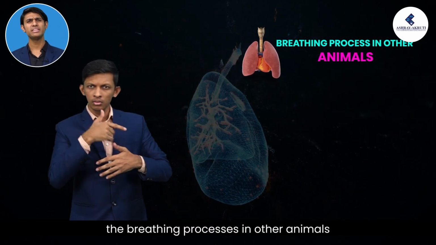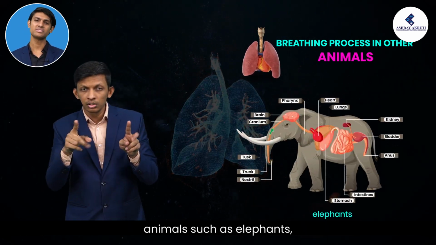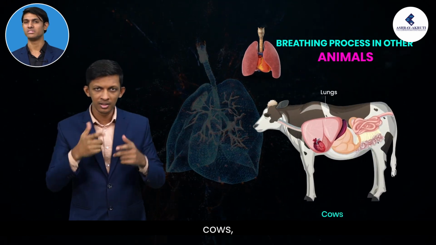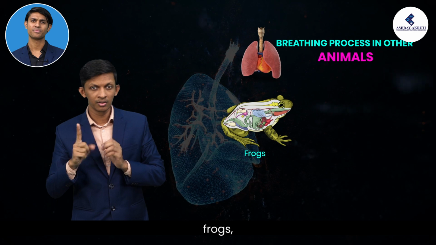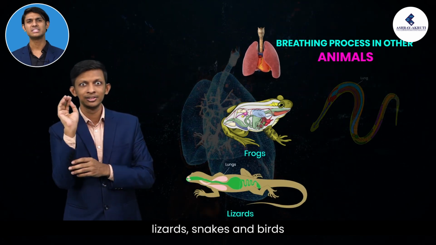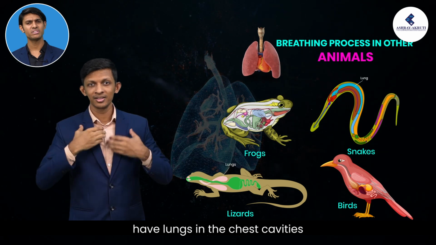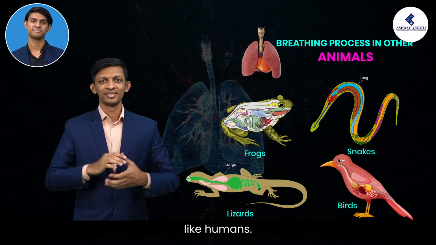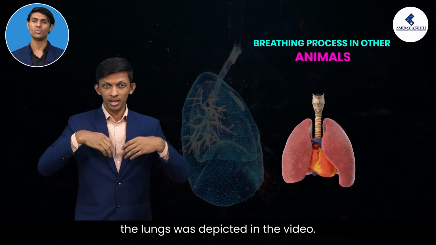Let's focus on the breathing process in other animals. Animals such as elephants, lions, cows, goats, frogs, lizards, snakes, and birds have lungs in their chest cavities like humans. The process of breathing using the lungs was depicted in the video.